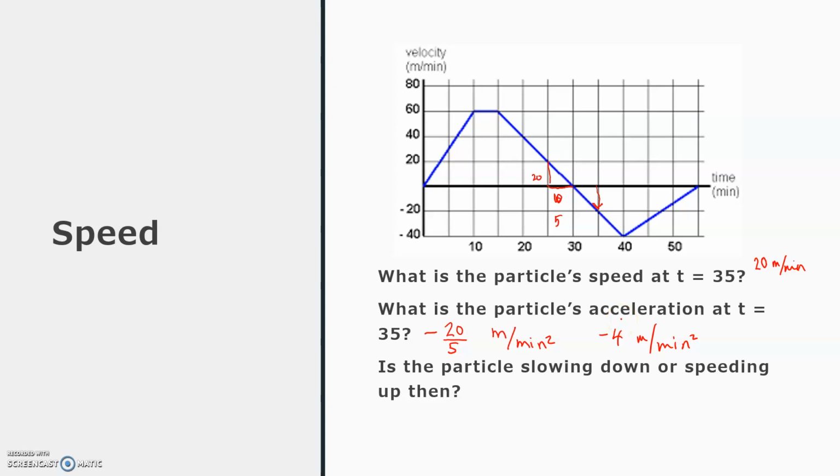And then the other question is, is the particle slowing down or speeding up then? And you might say, well, it's got a negative acceleration, so it's slowing down. And that's a danger because this particle is actually getting faster. It's going from having a speed of 20 to, if you go right here, its speed would be 40. So the particle is speeding up.